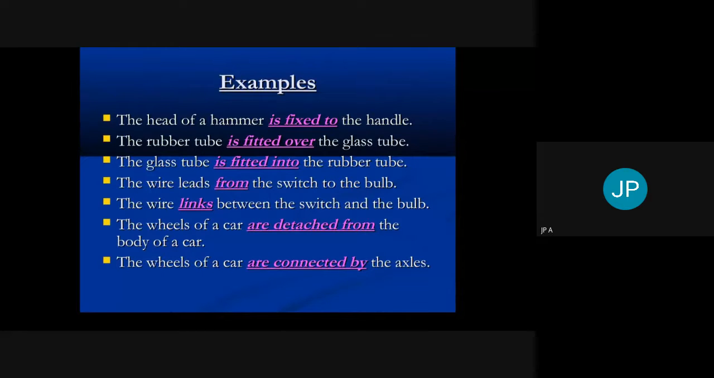Similarly, the example of the wire leads from the switch to the bulb, and the wire links between the switch and the bulb both have the same meaning. The connecting words we use are different, that's all. But the structure is different. So we can use different structures to describe the objects. Provided there is no confusion in the structure that we write, we can use any different structures that we find comfortable.